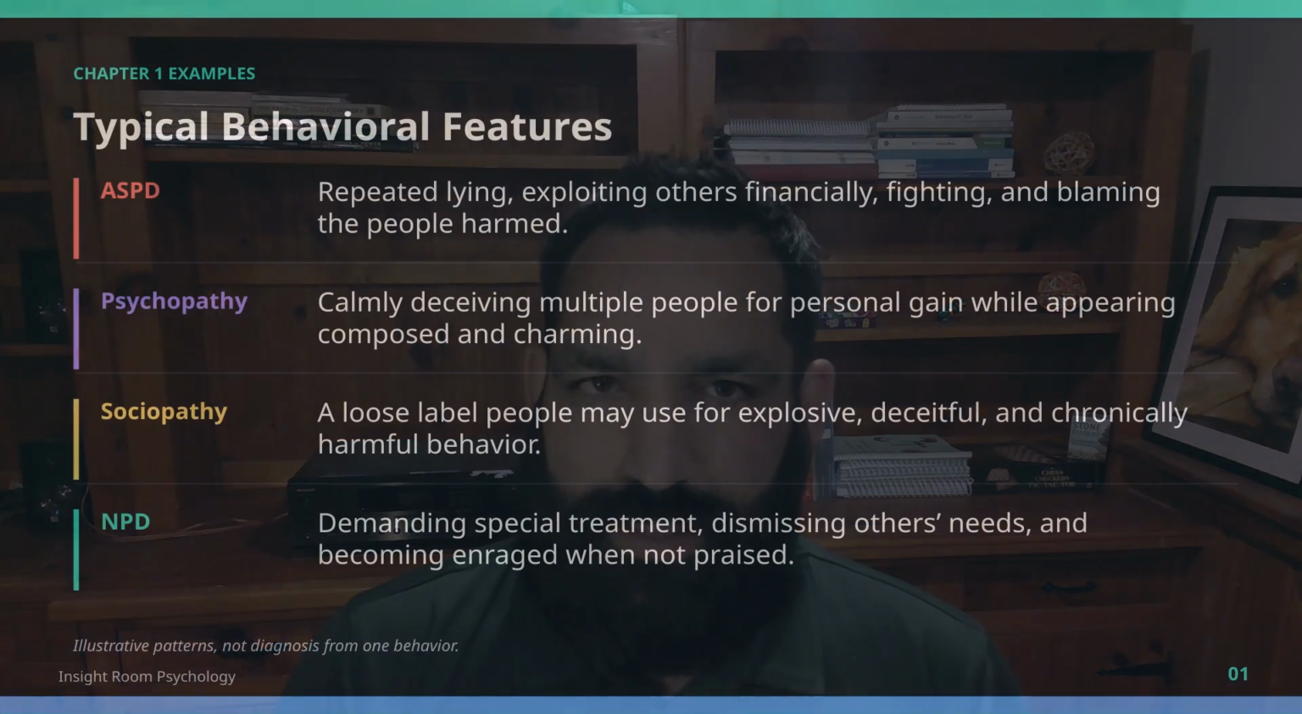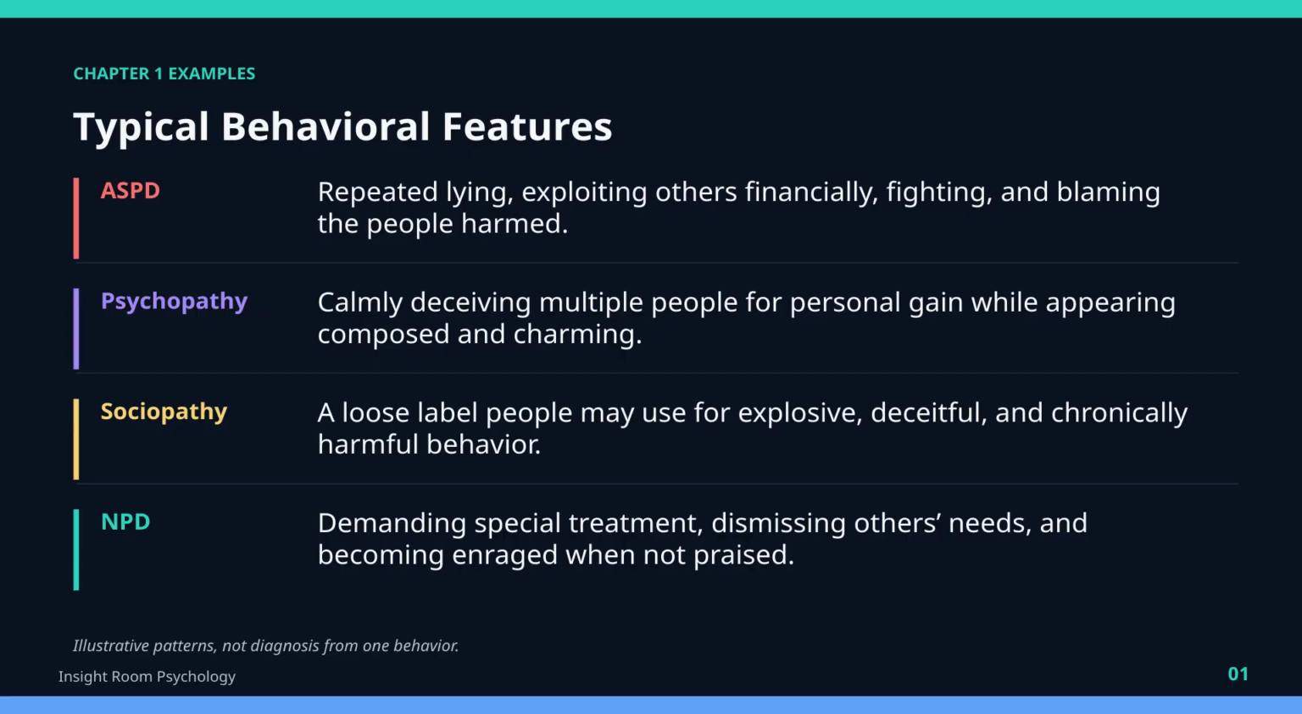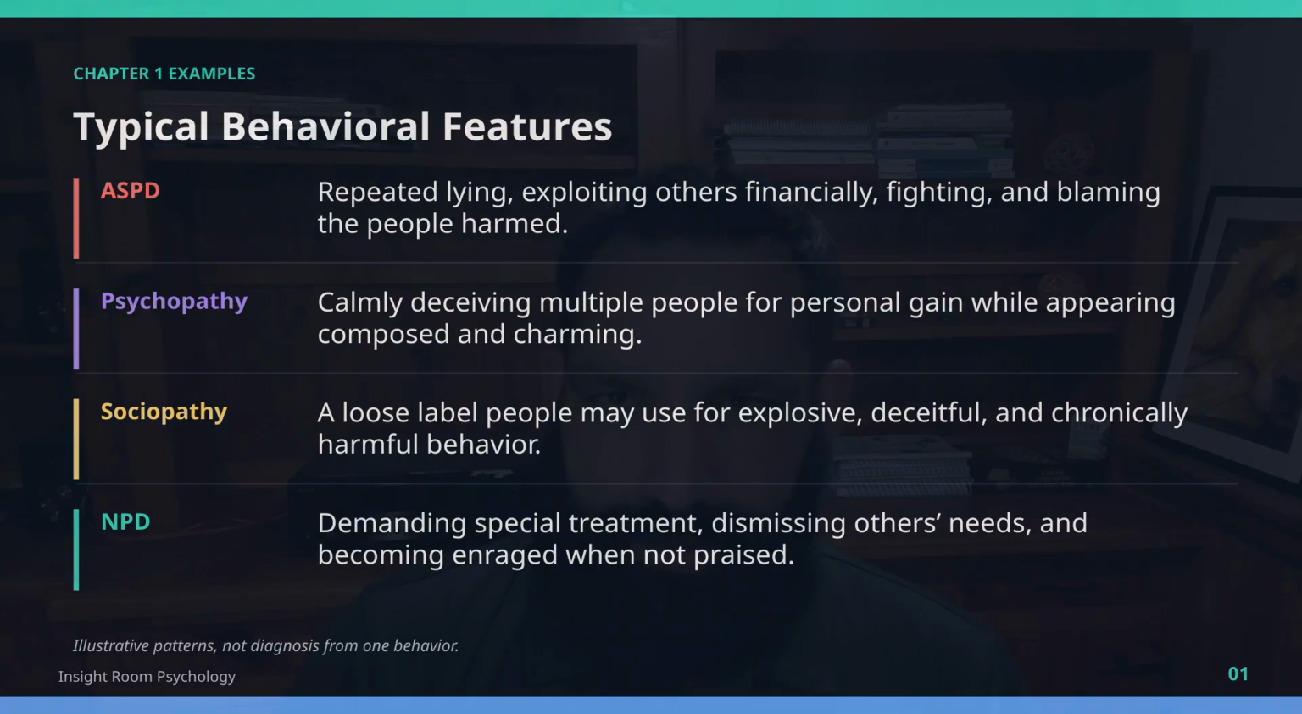NPD is more about grandiosity, entitlement, admiration seeking, envy, arrogance, exploitation, sensitivity to criticism, and impaired empathy. For example, someone with narcissistic features might demand special treatment, dismiss other people's needs, exaggerate achievements, expect constant praise, and become angry or contemptuous when they're not admired.